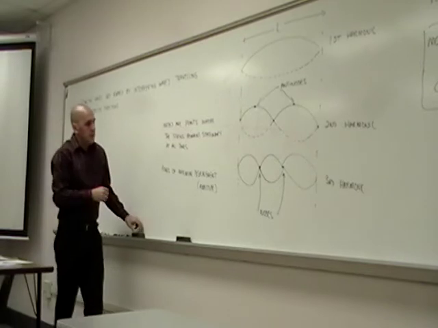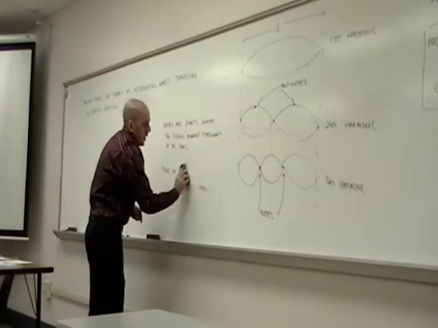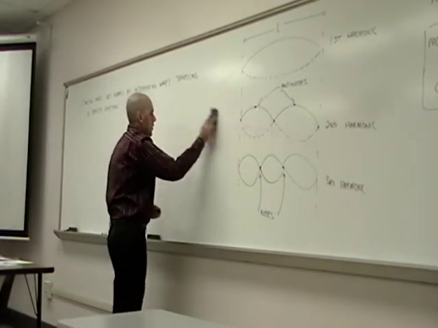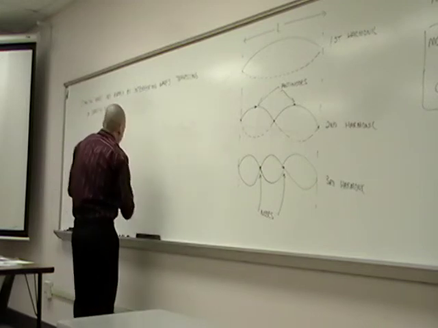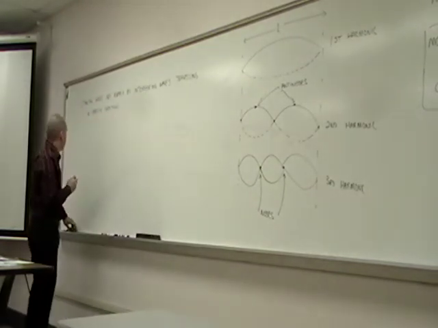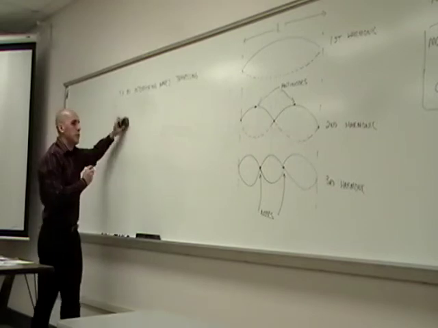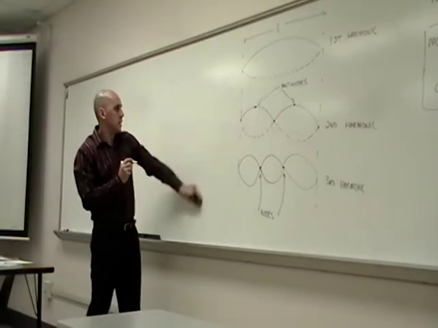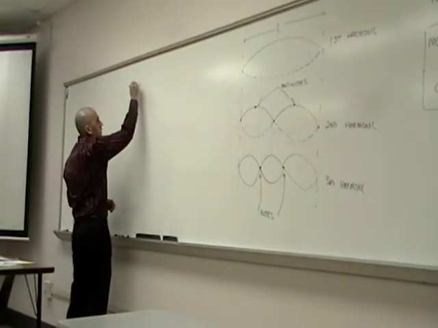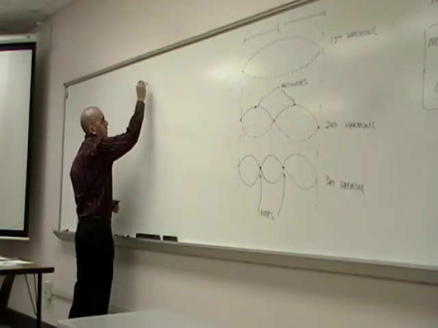Okay. So definitely know where they're at. We can also say that the distance between adjacent nodes or adjacent antinodes is related to the wavelength somehow.